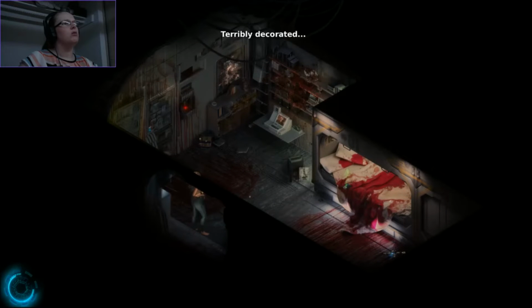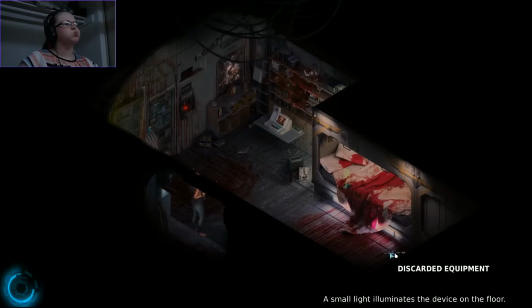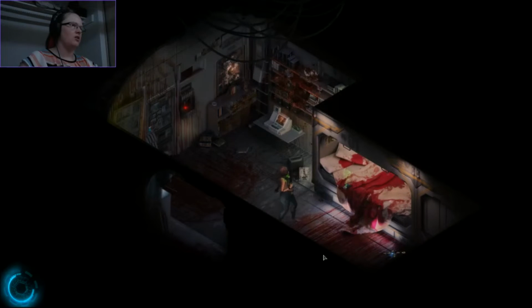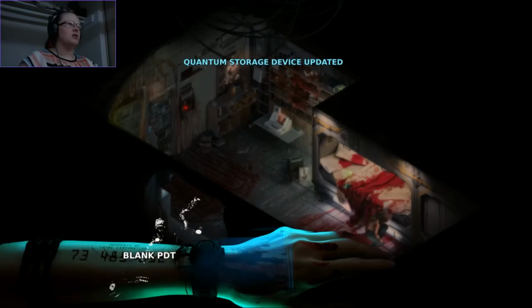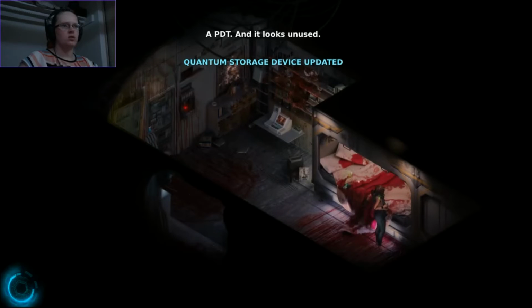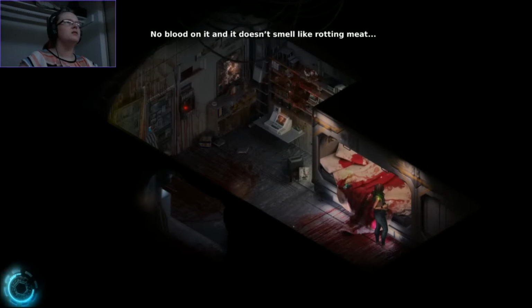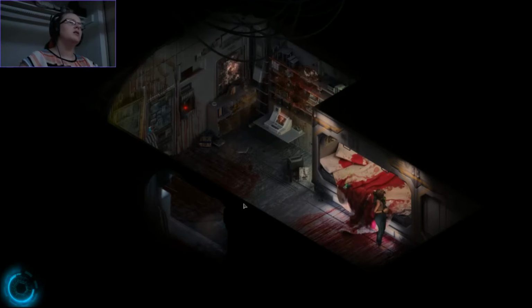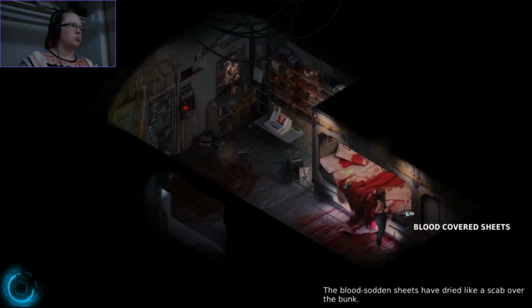Ugh, terribly decorated. A small light illuminates from the device on the floor. Okay, let's pick this up. Quantum storage. PDT. And it looks unused. Great. How do you know? No blood on it. And it doesn't smell like rotting meat. That's blood-covered sheets. The blood-sodden sheets have dried like a scab over the bunk.